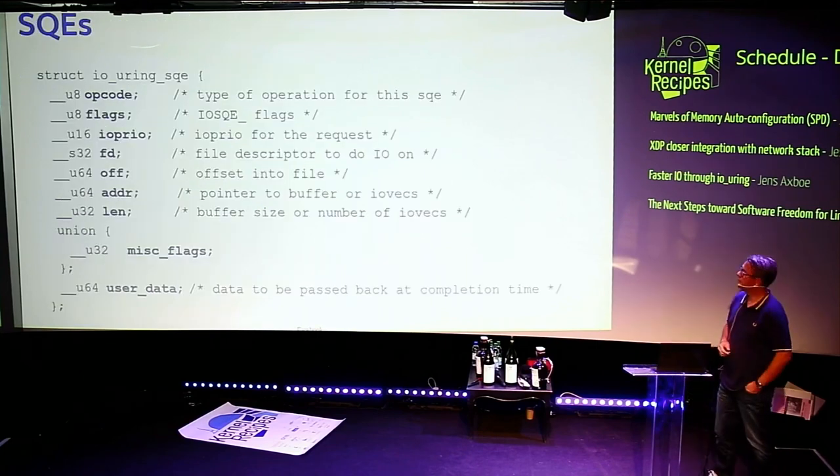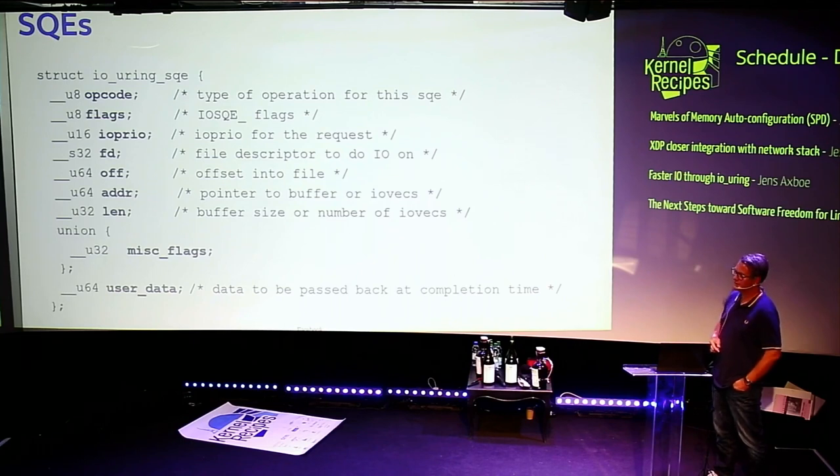So this is what the submission queue entries look like. I cut out a little bit of this, but it's a 64-byte structure, so it fits in a cache line, which is nice. It's got basic information like an opcode. So that means, is it a read or write request? Is it an fsync? You know, what is it? I'll go into some of the supported types we have a little bit later.